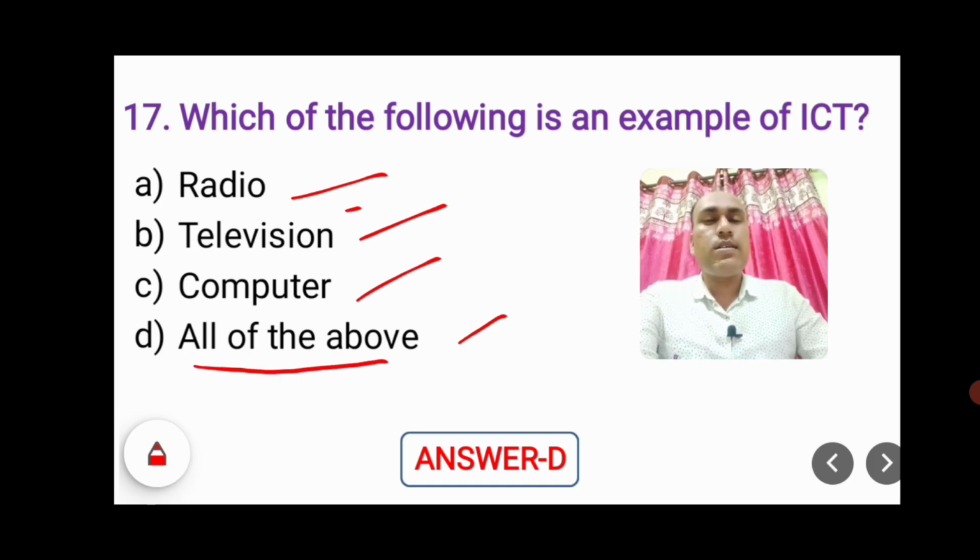Because by using radio, you can also use information and communication technology. Television is also a mode of ICT, and computer is also a mode of ICT. So the answer will be all of the above.